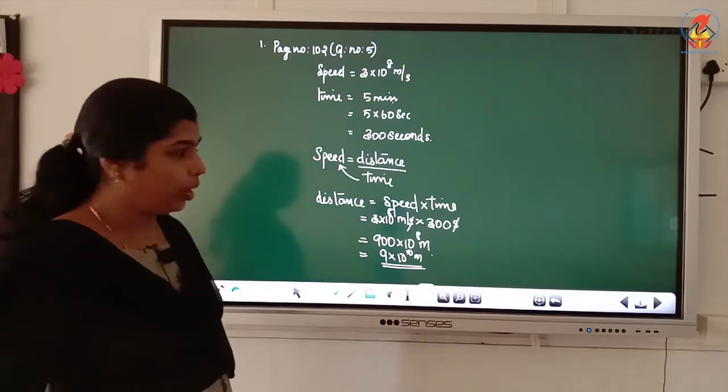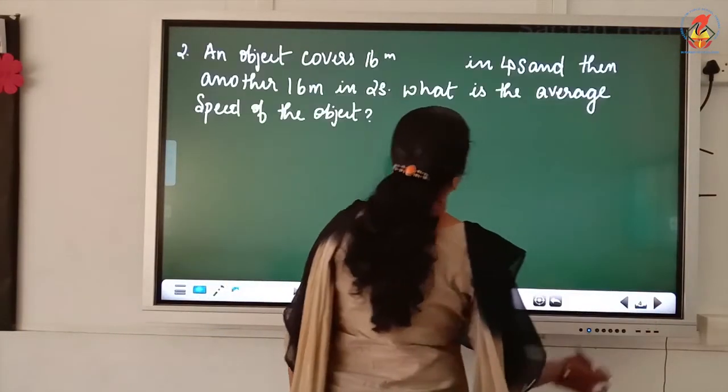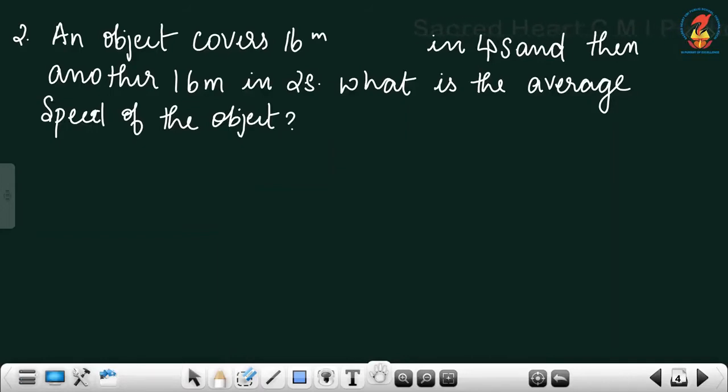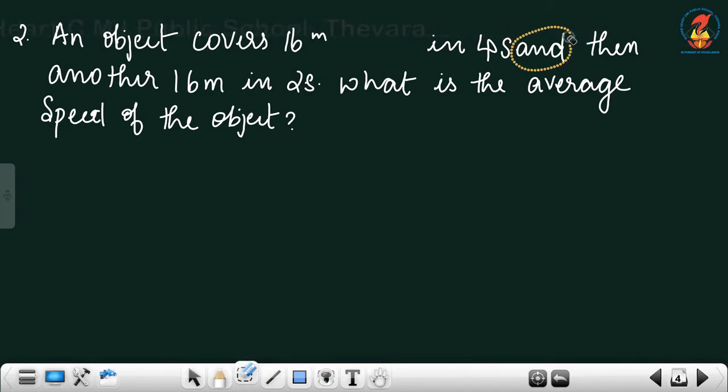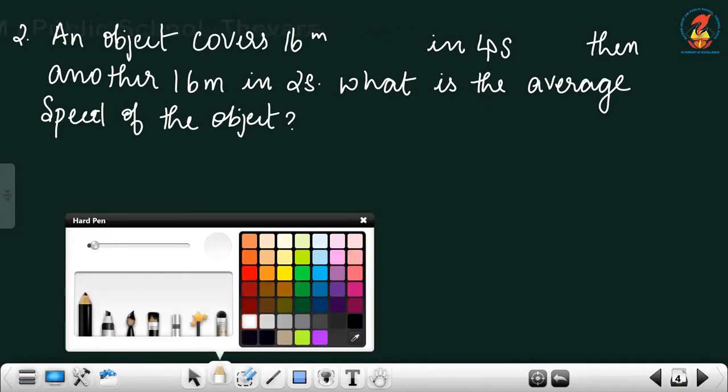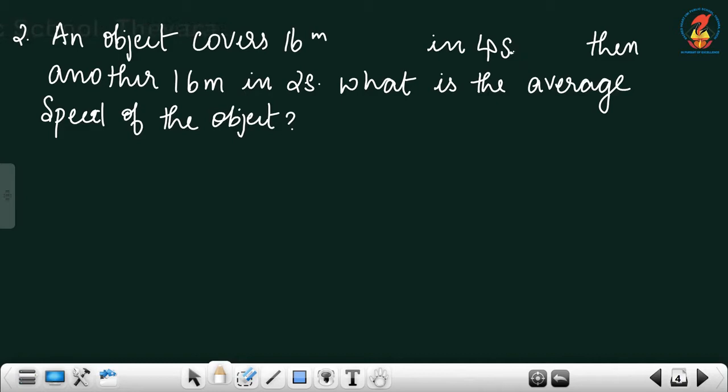Now we will do the next problem. An object covers 16 meter in 4 seconds. This one is 4 seconds, don't read it as sand. I know someone will read it like that. And then another 16 meter in 2 seconds. What is the average speed of the object?